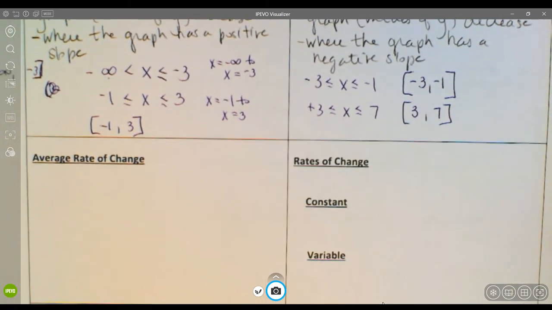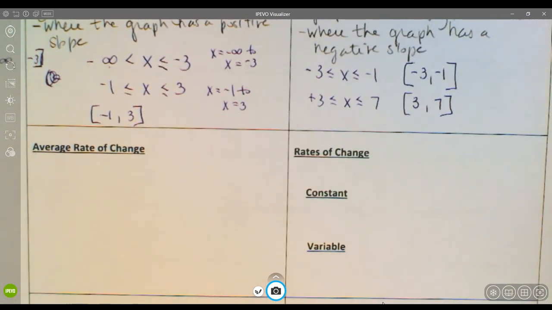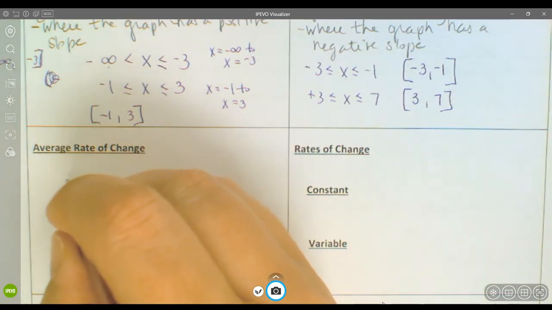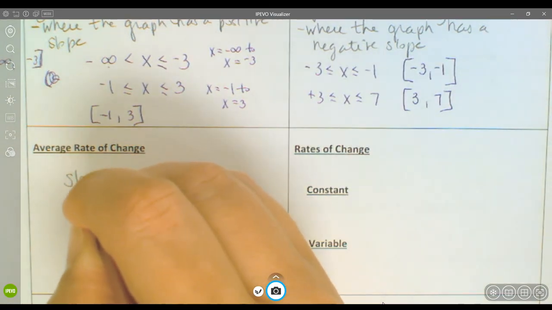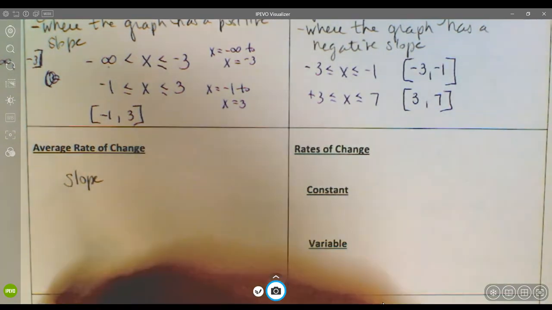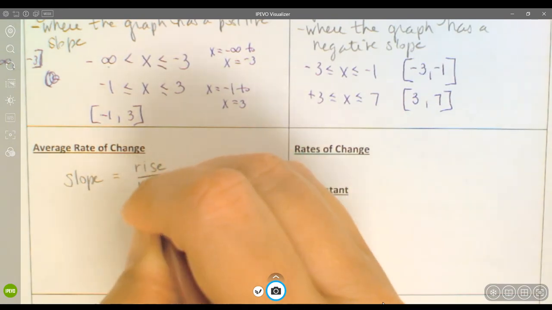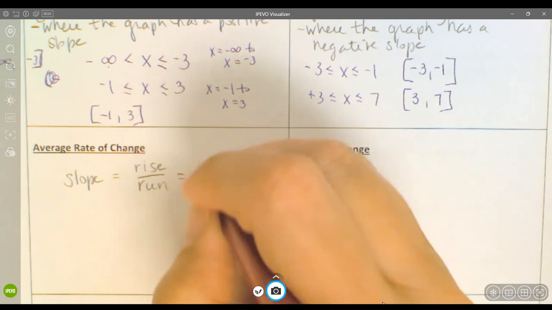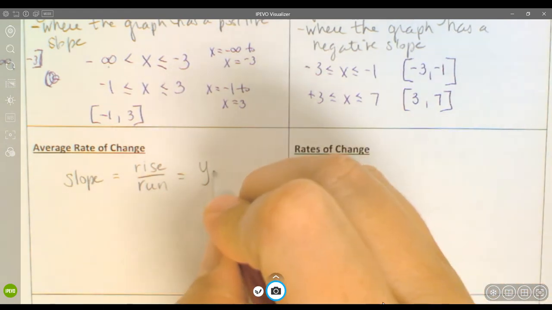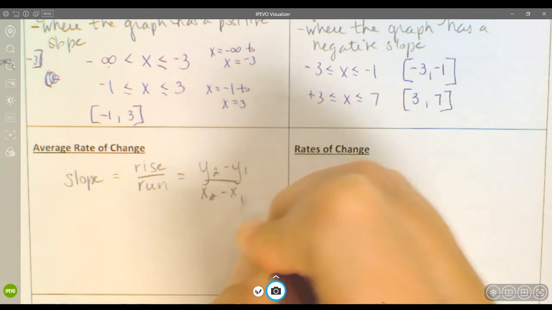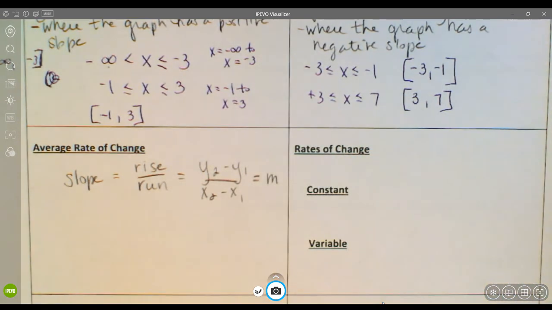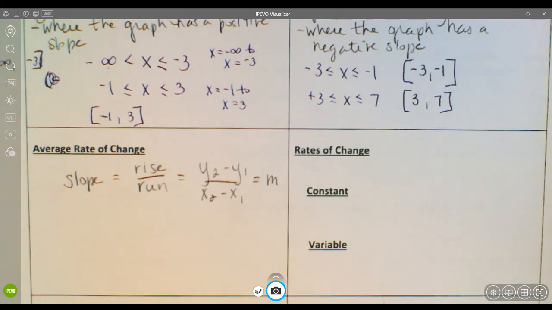Average rate of change. This is nice. Average rate of change is just an umbrella term for you. I want you to think of the slope. Think of it as rise over run. If you can't remember rise over run, remember your slope formula. And I guess we should also say that my rate of change for us will be m. It's a slope at a particular point.